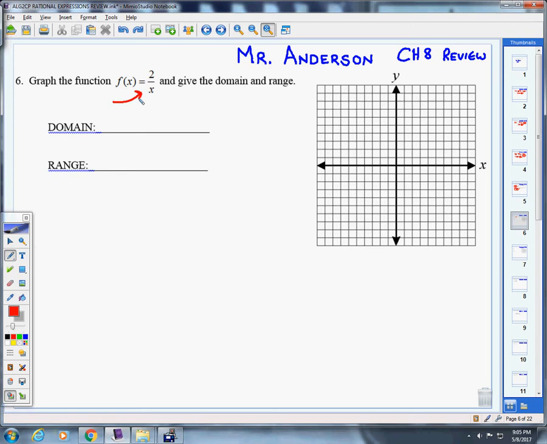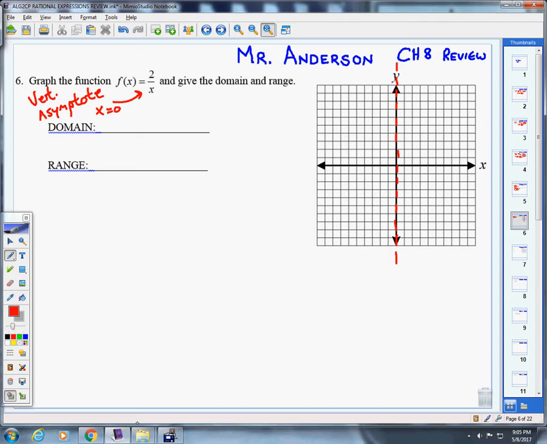What makes this denominator 0? We're going to have a vertical asymptote there. So where x equals 0, that's going to make the denominator 0. We can't divide by 0. And we get a vertical asymptote at x equals 0. I want to draw that on my graph here as a dashed vertical line.